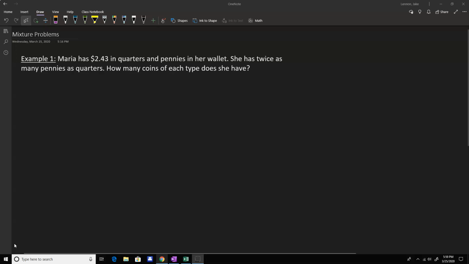This says Maria has $2.43 in quarters and pennies. So she only has two types of coins in her wallet, and she has twice as many pennies as quarters. How many coins of each type does she have?